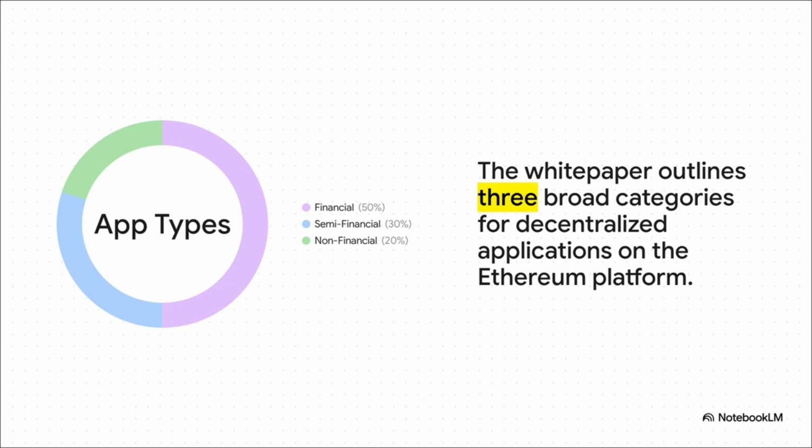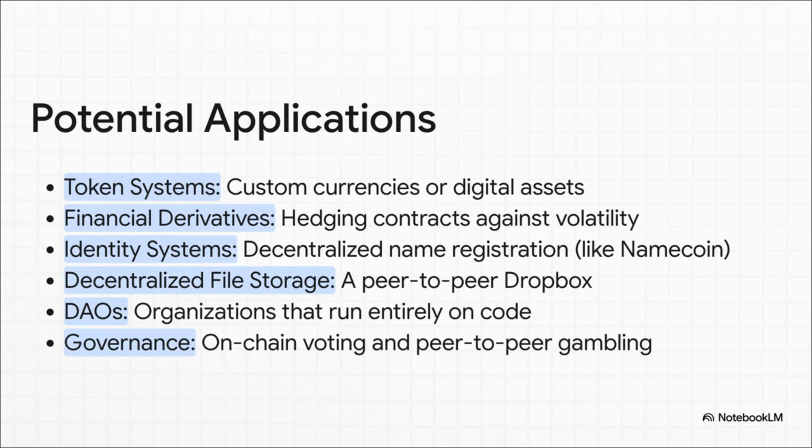As you'd expect, about half were seen as purely financial. Think new currencies or derivatives. Then you have this semi-financial category where money is involved, but it's not the whole story. And then there's that last slice, applications that have nothing to do with money at all, like voting. And this is just a quick look at the kind of things they imagined. You can launch your own tokens, you can build complex financial tools, you can create identity systems that you and only you control, you could build a decentralized version of Dropbox, or you could invent entirely new ways for people to organize online. The possibilities are just huge.